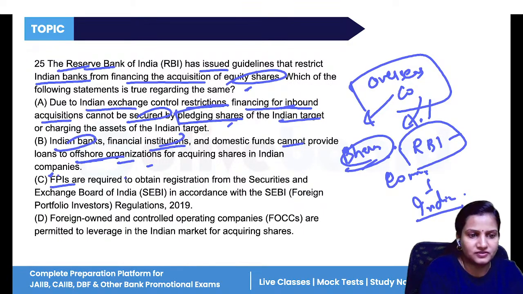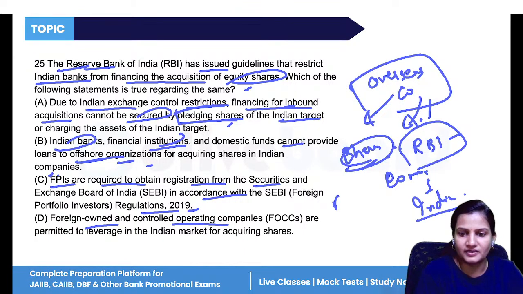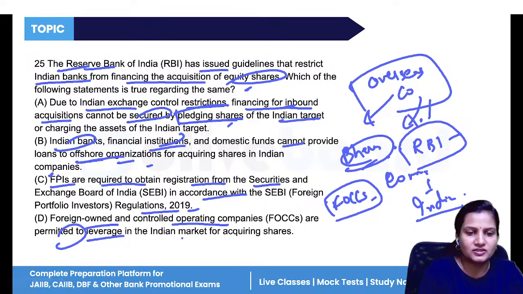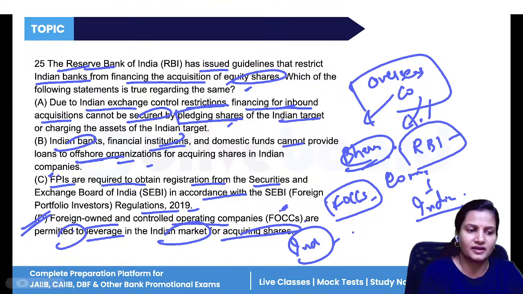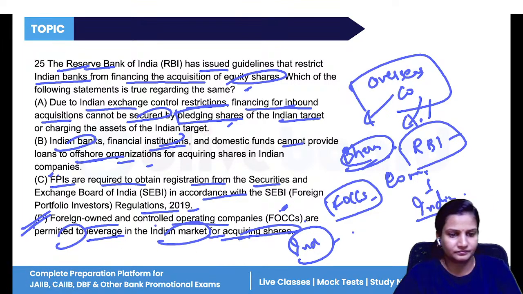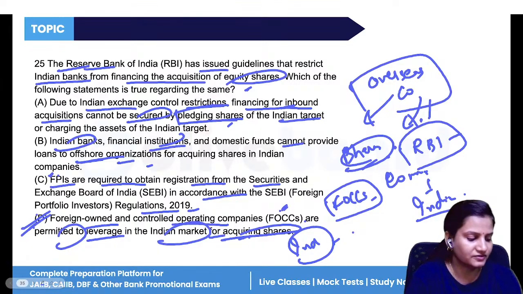FPIs, foreign portfolio investors, are required to obtain registration from SEBI in accordance with the SEBI Regulation Act, and foreign owned and controlled operating companies, that is FOCCs. The foreign companies can take help from FOCCs. They are permitted to leverage in the Indian market for acquiring shares. When any company is acquiring shares in the Indian market, these companies will help. This is the correct answer. No Indian bank will help the offshore companies, but the FOCCs can help foreign companies acquire shares in our Indian market. Clear? Done? Option D is the correct answer.